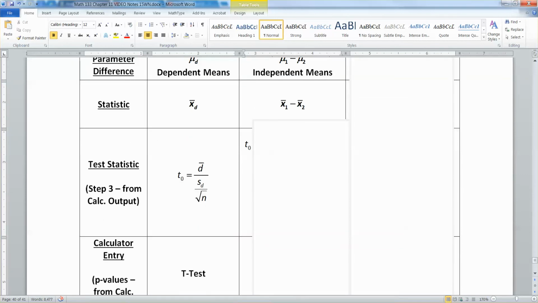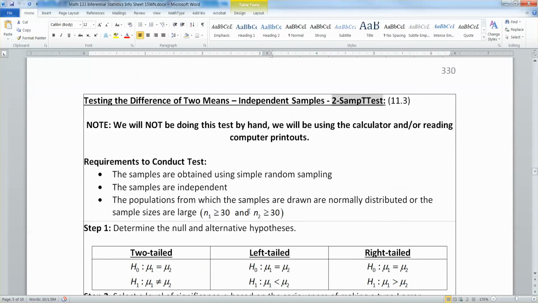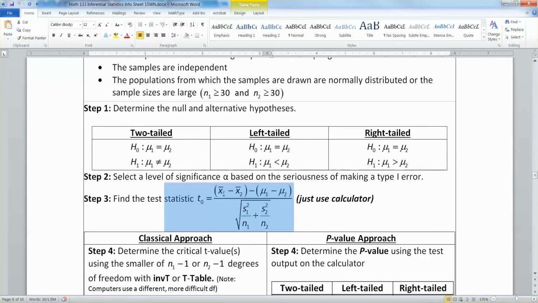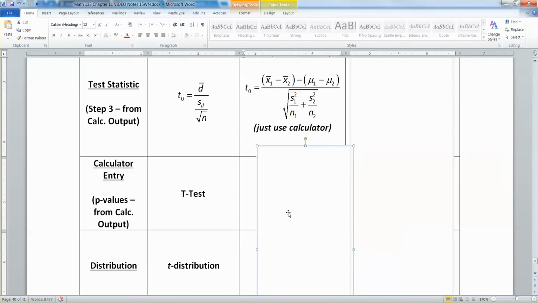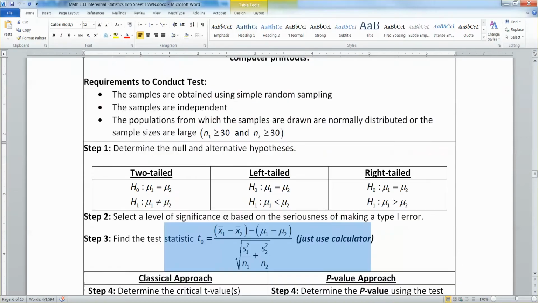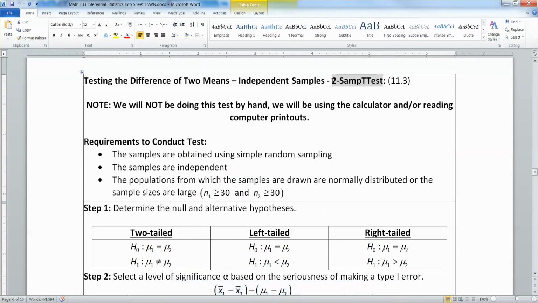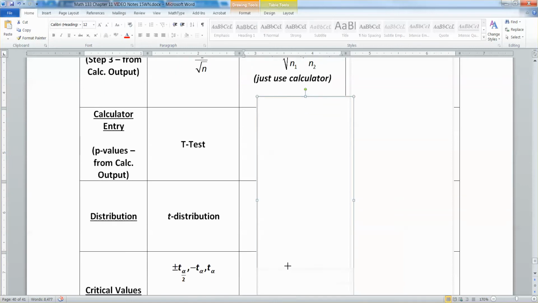And the test statistic comes from step 3. So let me go to that. And you can see it right here. But then we just say just use the calculator because it's too much of a pain to find. So we just use the calculator. So let me scroll that down. There we go. Now that does not use the t-test. It uses a different one called the 2-SampTTest, right? So we are going to use the 2-SampTTest, but again, still using the t distribution.